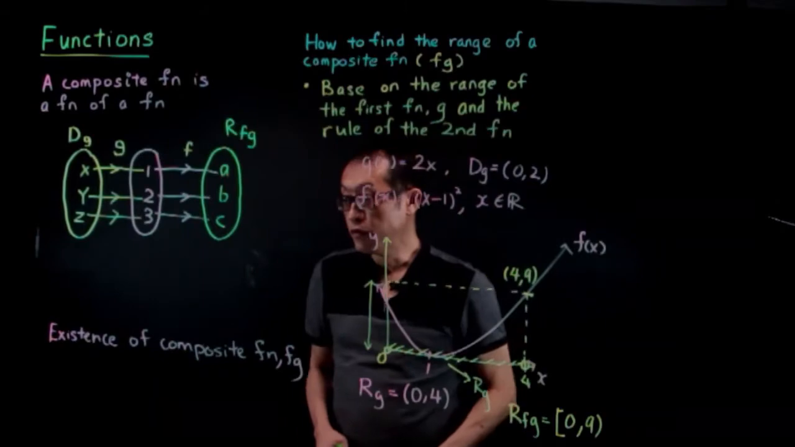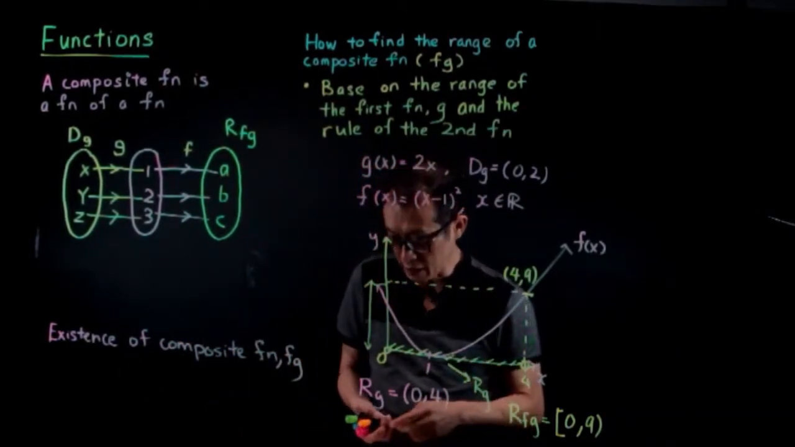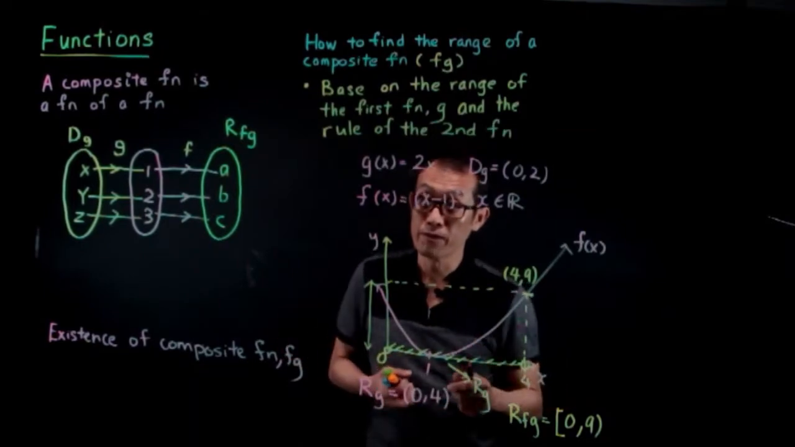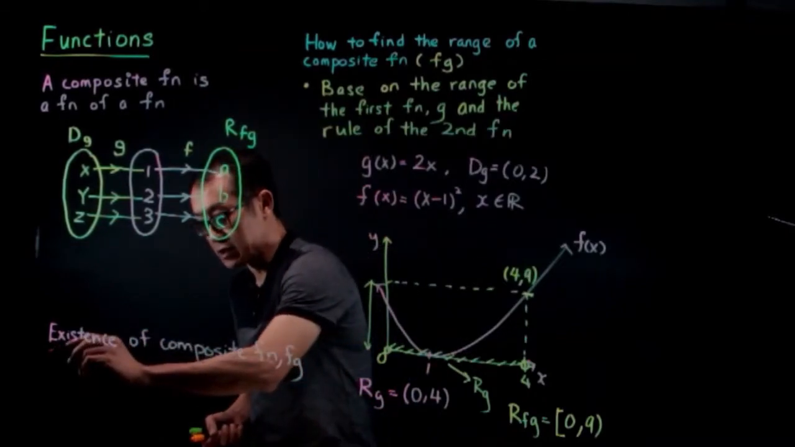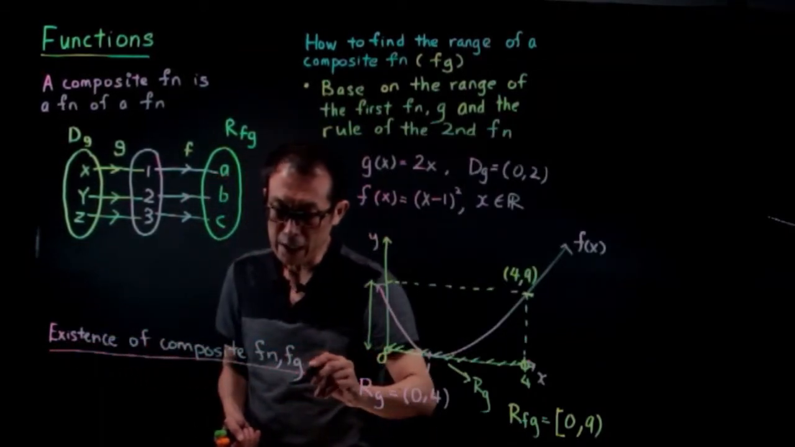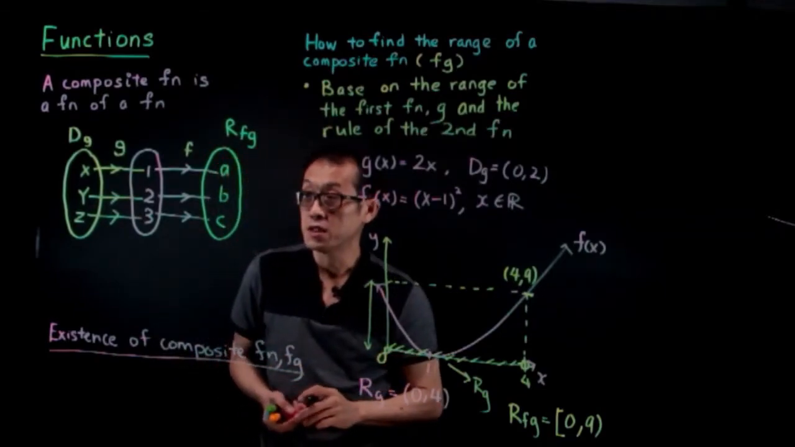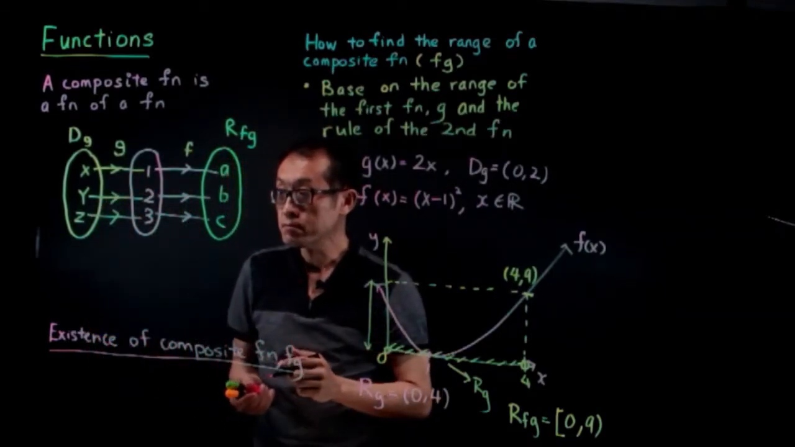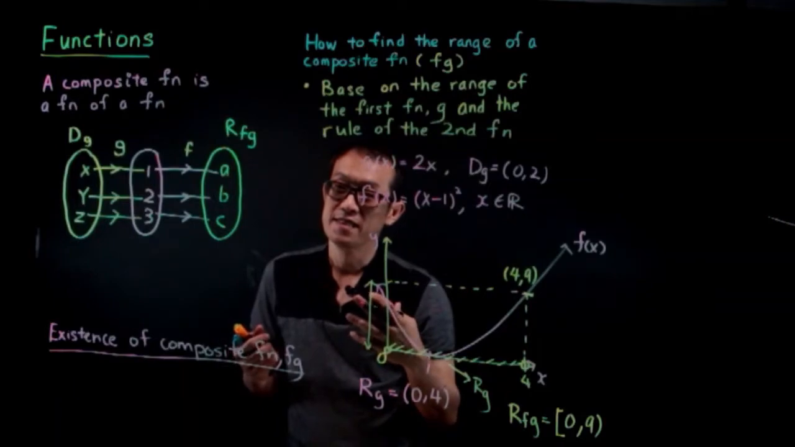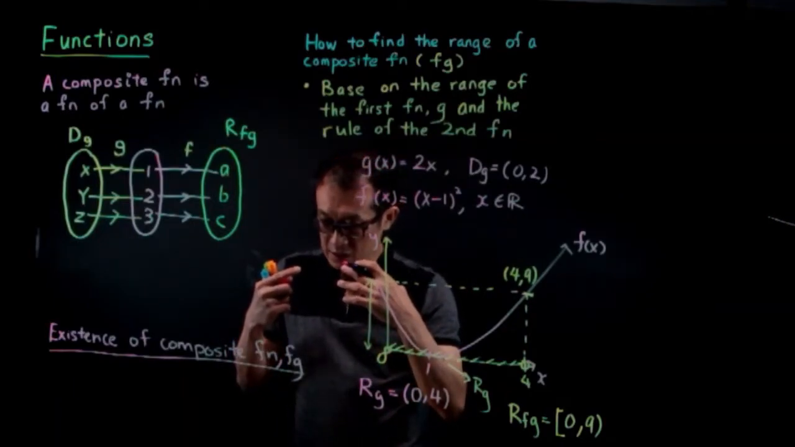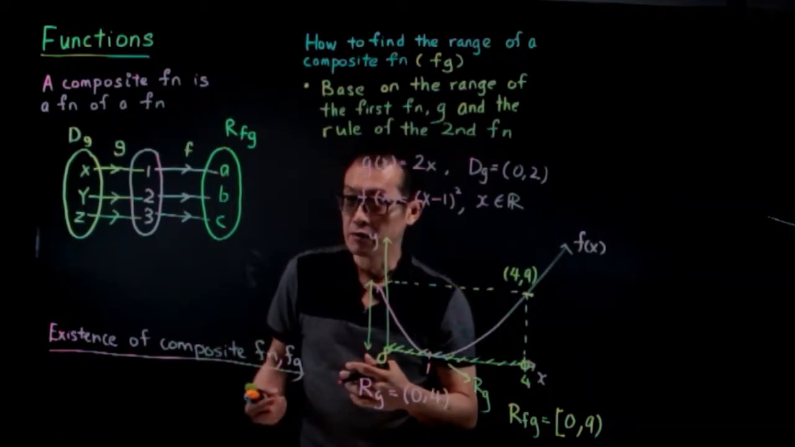We move on to the existence of a composite function. Now not all functions can be combined into a composite function. So when can we combine them into a composite function? Now we are going to use the same example. I will tell you the logic later. I will tell you what is the rule.